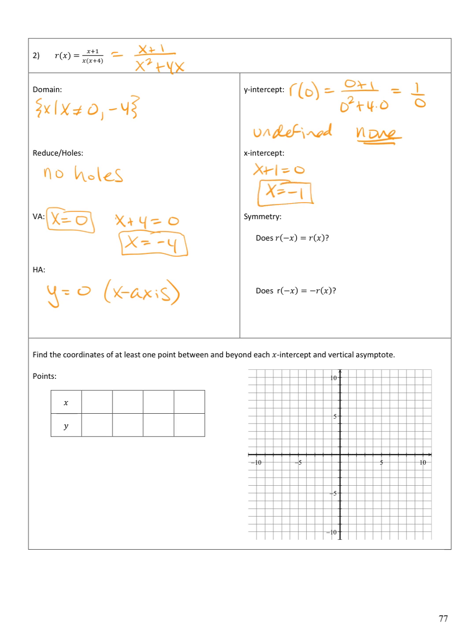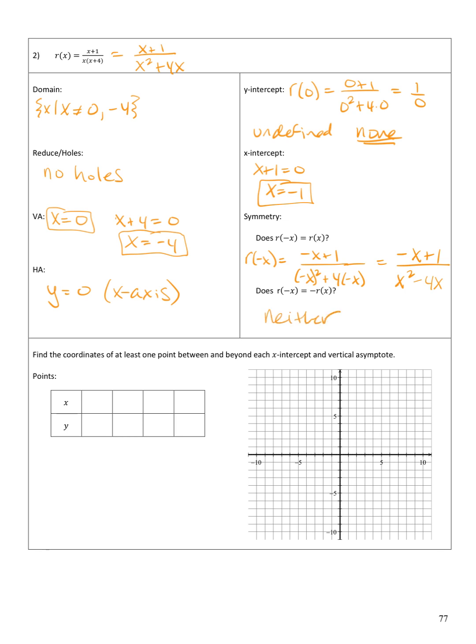And then to check for symmetry, you replace all your x's with negative x's. So r of negative x would be negative x plus 1 over negative x squared plus 4 times negative x, which is negative x plus 1 over x squared minus 4x. This function is not exactly the same as the original, nor is it exactly the opposite of the original because I didn't change every single sign. So this has neither kind of symmetry.